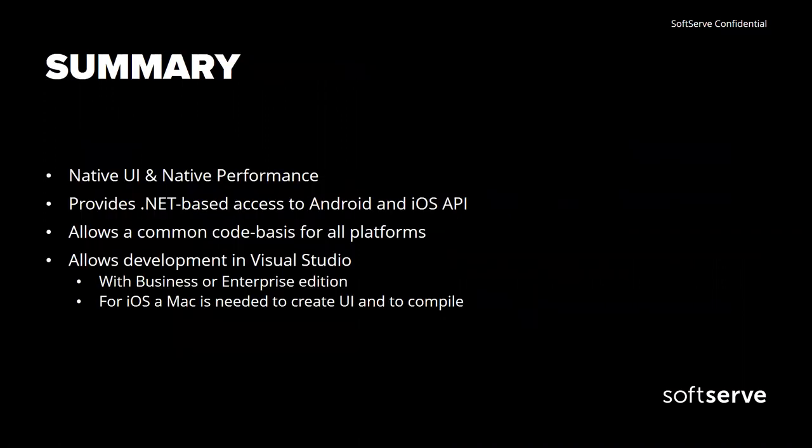So let's go to the last slide, which is the summary. What we talked about is Xamarin. With Xamarin, you can get native UI, native performance, and 100% of the APIs for Android and iOS are wrapped in C#. You're using one toolset, C# and .NET. You're using Visual Studio to implement your solution. It allows you to share code, and depending on what you're using, Xamarin Forms or native, that percent can go very high.